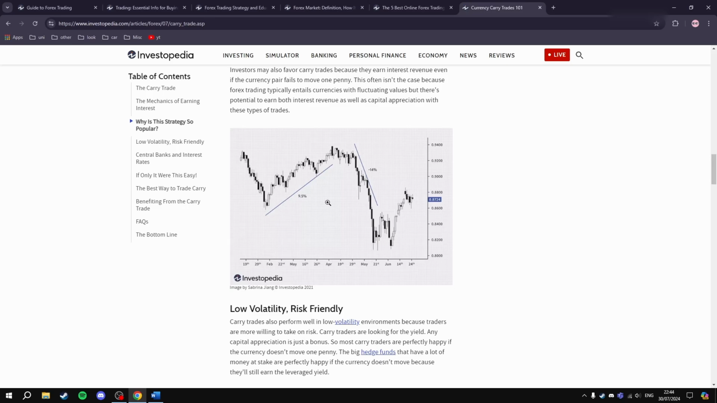Investopedia, 9.5% minus 14. What is this chart showing?